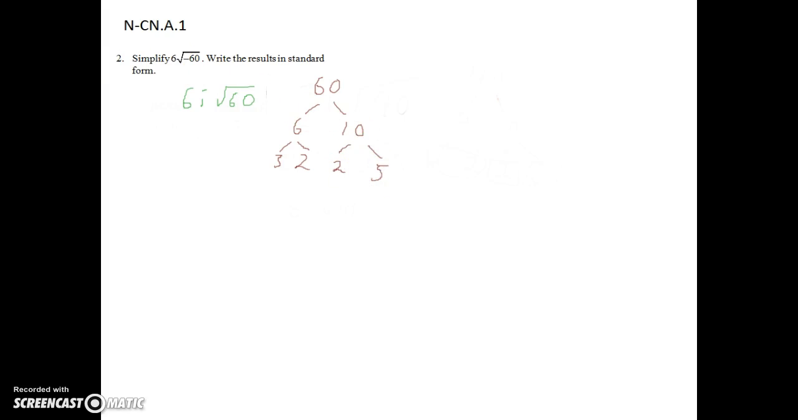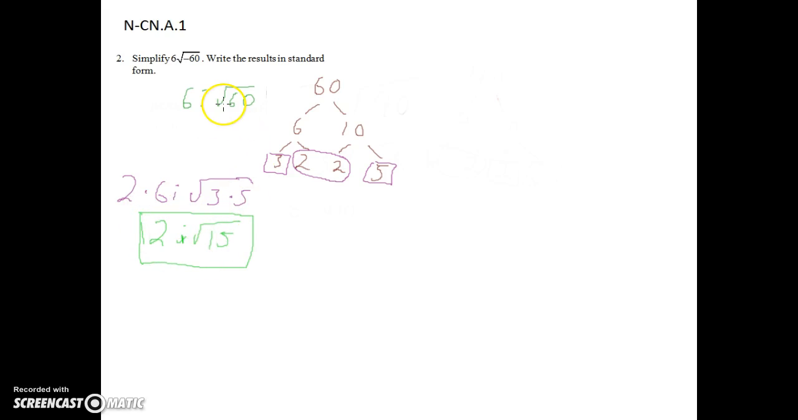So again, all the way at the bottom, nothing goes into these because they're prime. So I see a pair of 2's, a lonesome 3, and a lonesome 5. This stuff up here we don't care about anymore. So we're going to have the 2 come out and get multiplied with the 6 that's already outside. And then the 3 and the 5 stay together and get multiplied on the inside. So then we just want to reduce this. 2 times 6 is 12i square root of 3 times 5, which is 15. And there's our answer: 12i square root of 15.